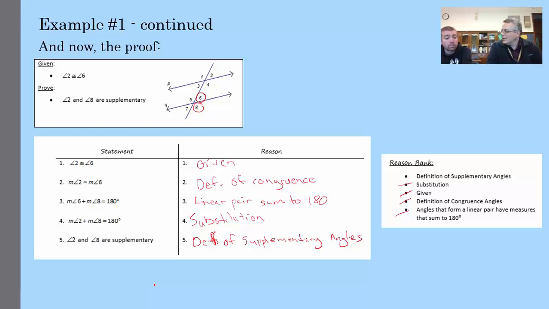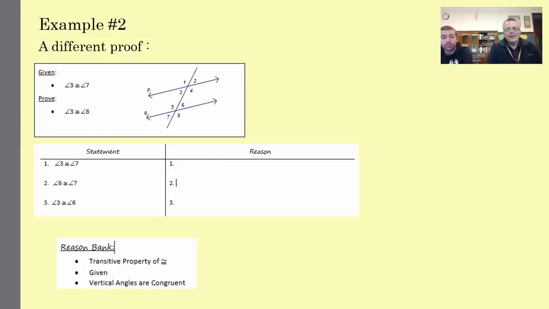Alright. That's example one. We only have two. You're going to like this one. It's a short, three-step proof. And one of them's given. Look at this. All right. Let's discuss the plan first, though. Like always, it's good to discuss the plan. We're given 3 is congruent to 7. Could you mark those? 3 and 7. Again, we're assuming that corresponding angles are congruent. That's our starting point. We're supposed to show that 3 is congruent to 6.